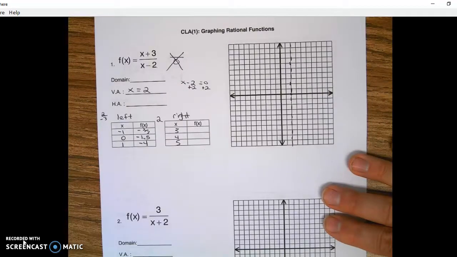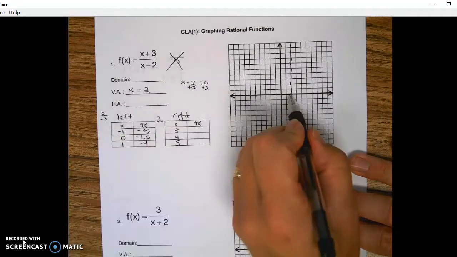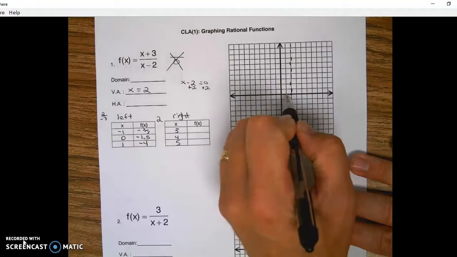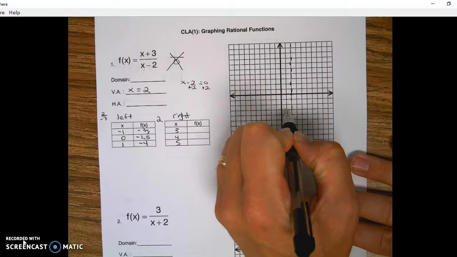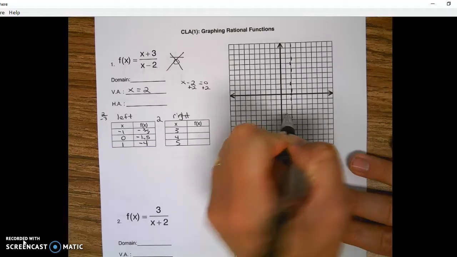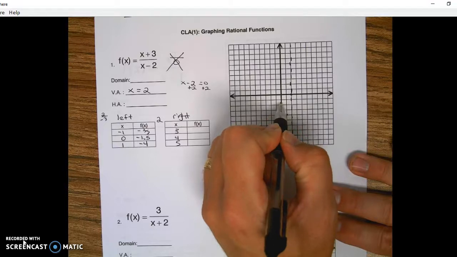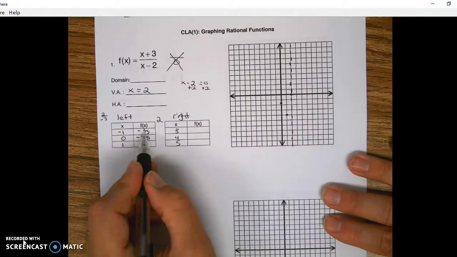So let's go ahead and graph those points. So going 1, negative 4. 0, negative 1.5. And negative 1, negative 2/3.